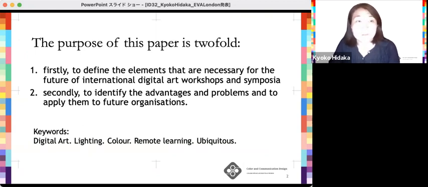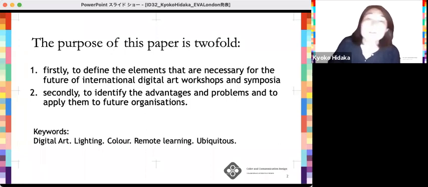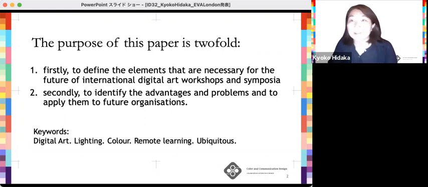Here are the keywords: digital art, lighting, color, remote learning, ubiquitous. Please consider this as an empirical case study of how a digital art telesymposium and a student workshop can be held remotely.